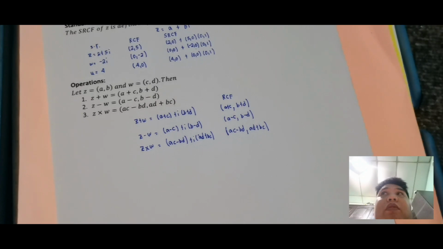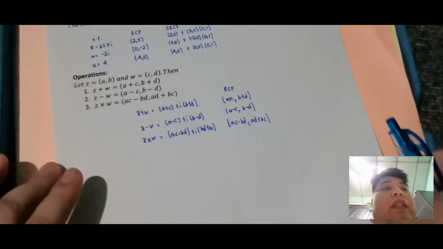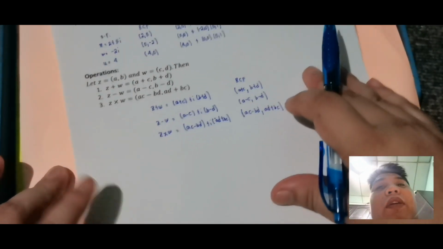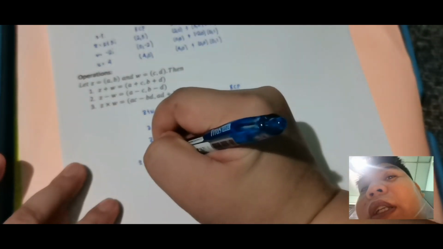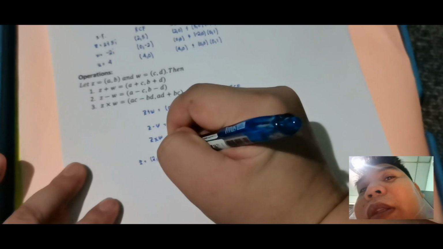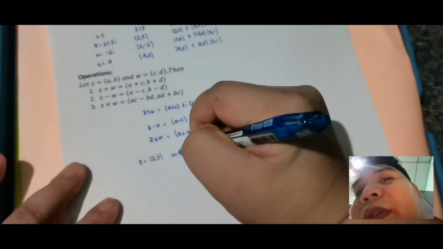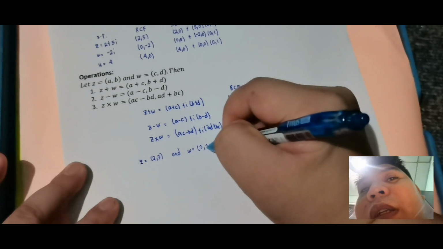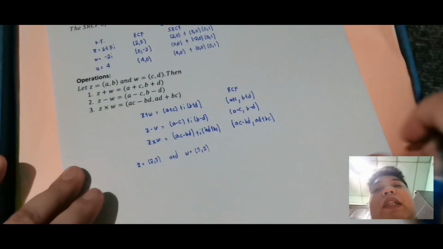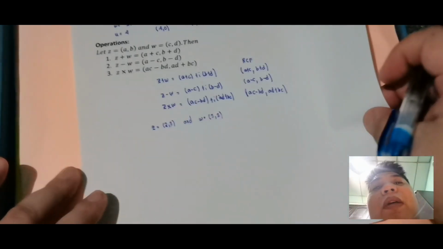Okay, so siguro magbigay ako, okay lang kahit ano na lang, simplihan na natin. Ayoko na kasing habaan pa dito sa topic na 'to. So Z is equal to (2, 3) and W is equal to (3, 3). Okay, so check natin, hanapin natin Z plus W, Z minus W.